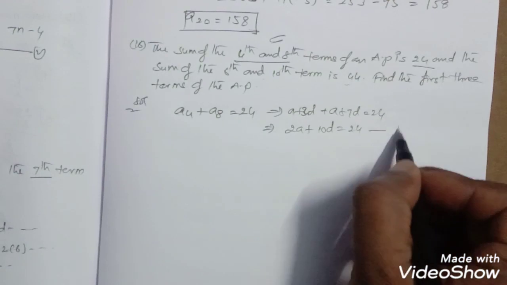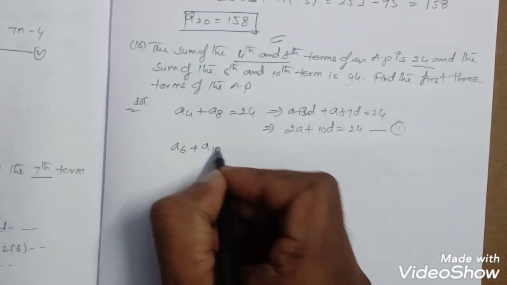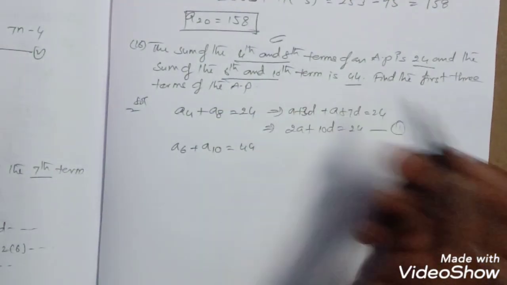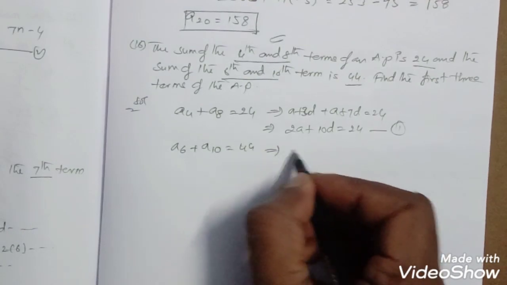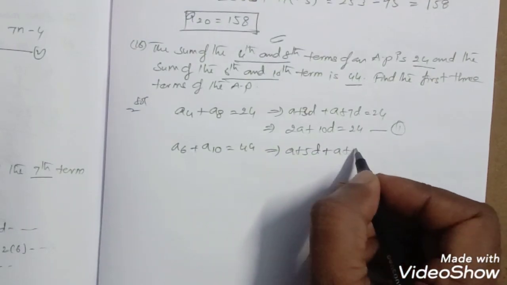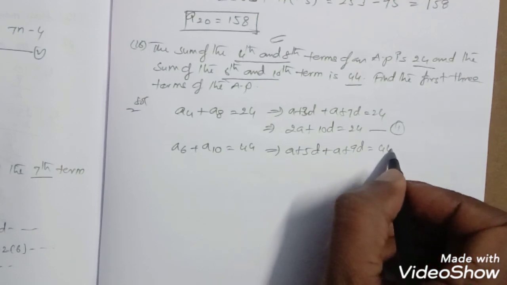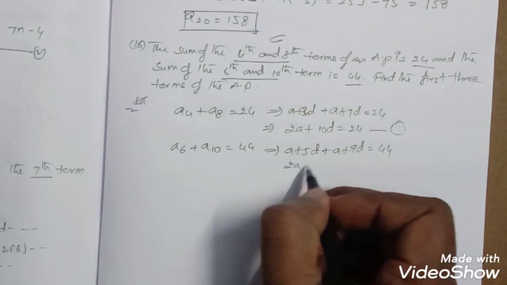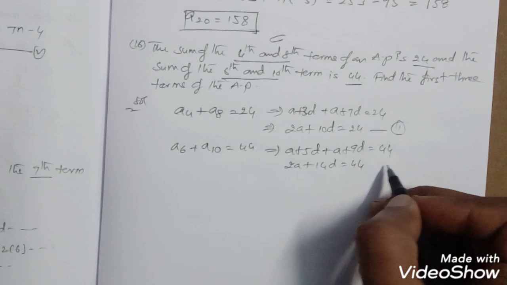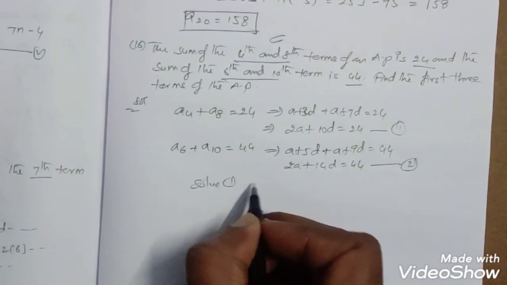Next, the 6th term a6 plus the 10th term is equal to 44. The sum of these two terms is equal to 44. So I can write this as a plus 5d plus a plus 9d is equal to 44. A plus a is 2a, plus 14d is equal to 44. Denote this as the second equation. Now solve 1 and 2.